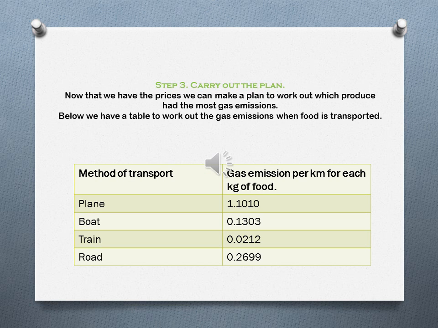Step 3. We need to carry out the plan. Below we have a table to work out the gas emissions when food is transported. Say for instance a plane. Gas emissions per kilometre for each kilogram of food is 1.1010.